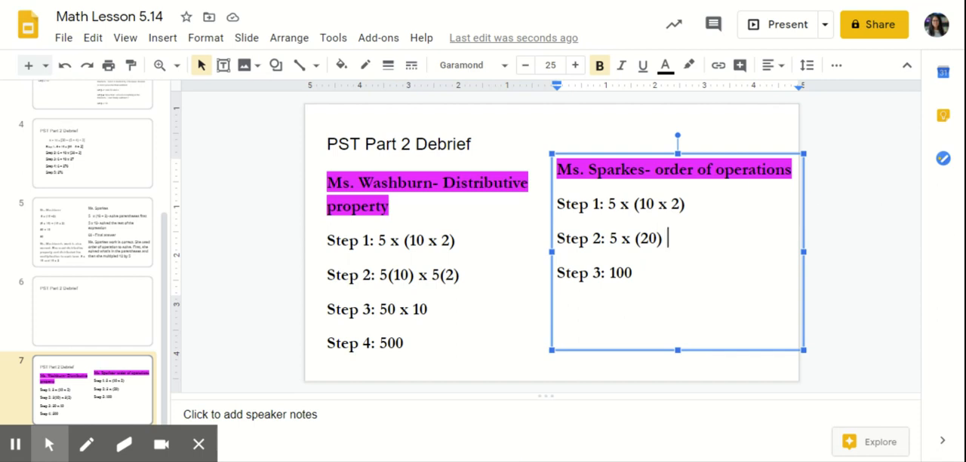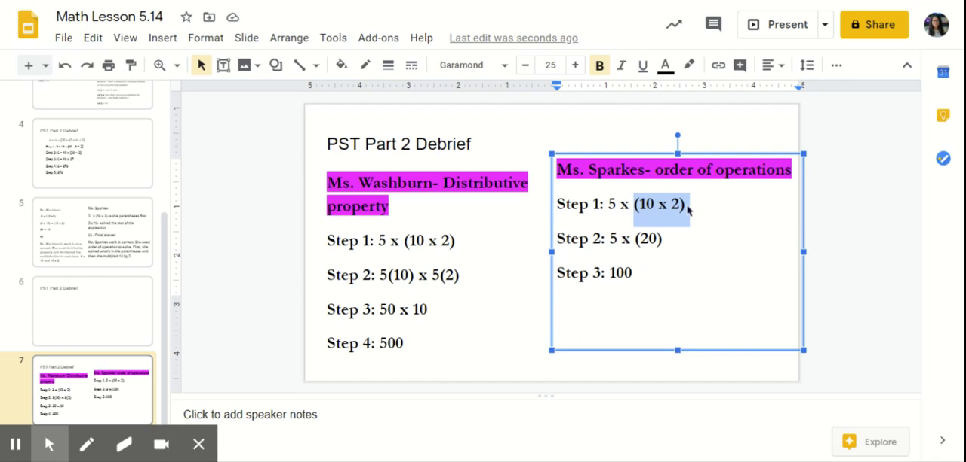We are going to start by looking at Ms. Sparks' work. I can see here that first Ms. Sparks did 10 times 2. She did what's in the parentheses because we know that parentheses show us priority. So she did 10 times 2, and that got her 20. And then she brought everything down. So now she has 5 times 20, and she got 100.